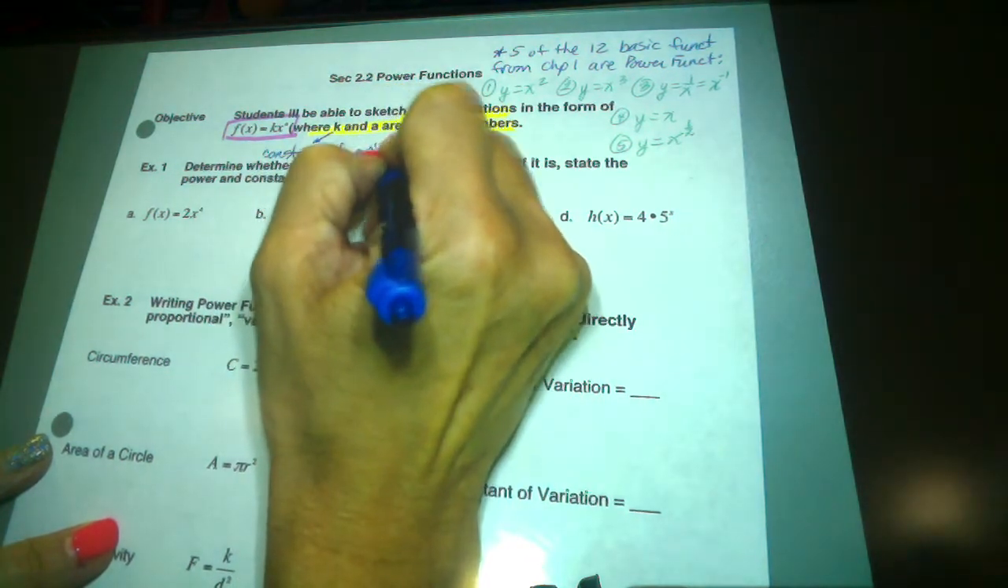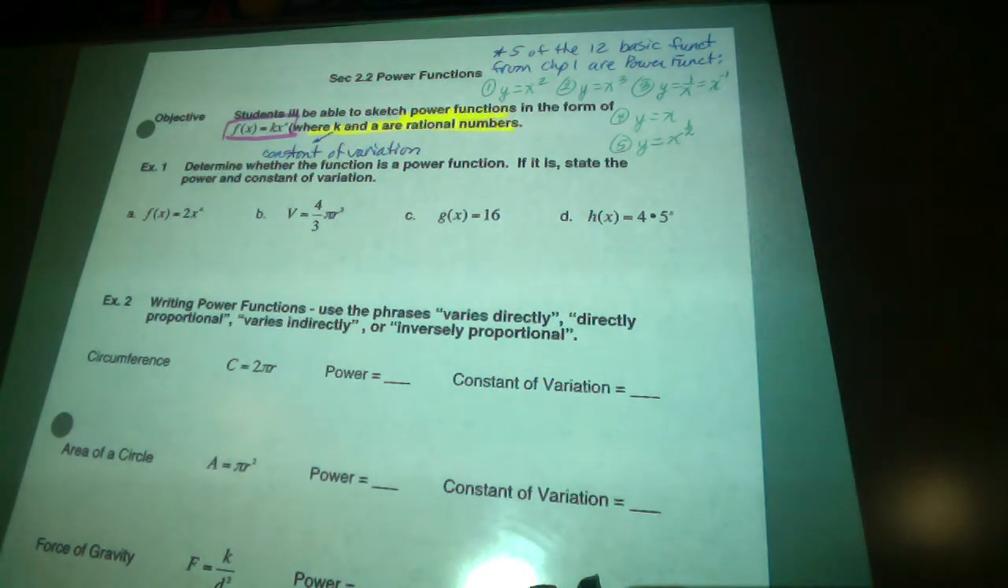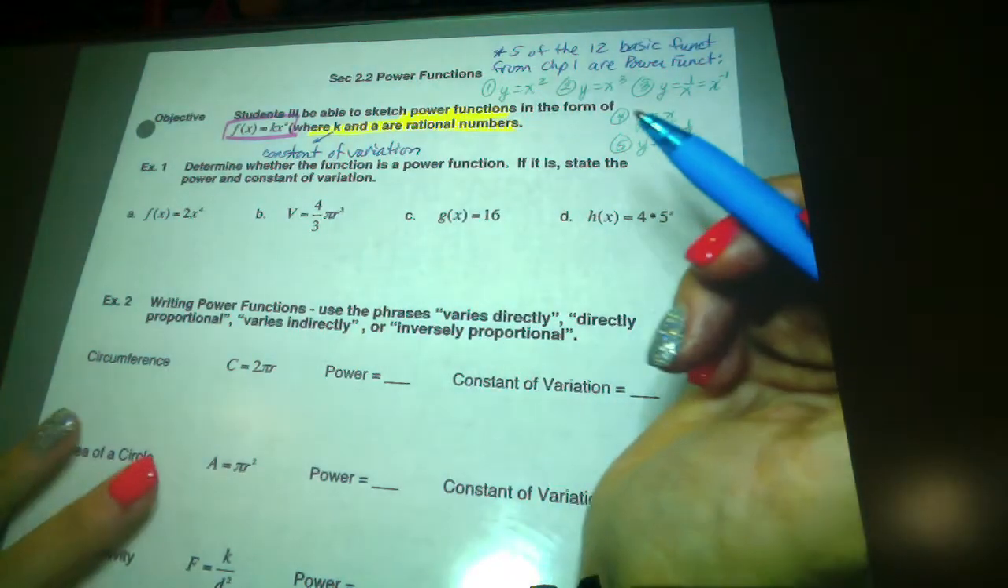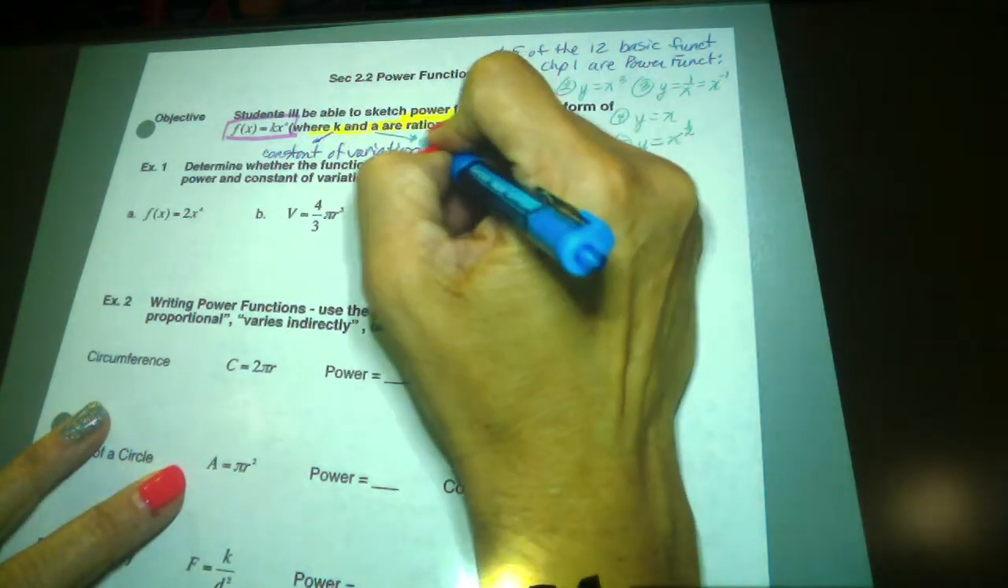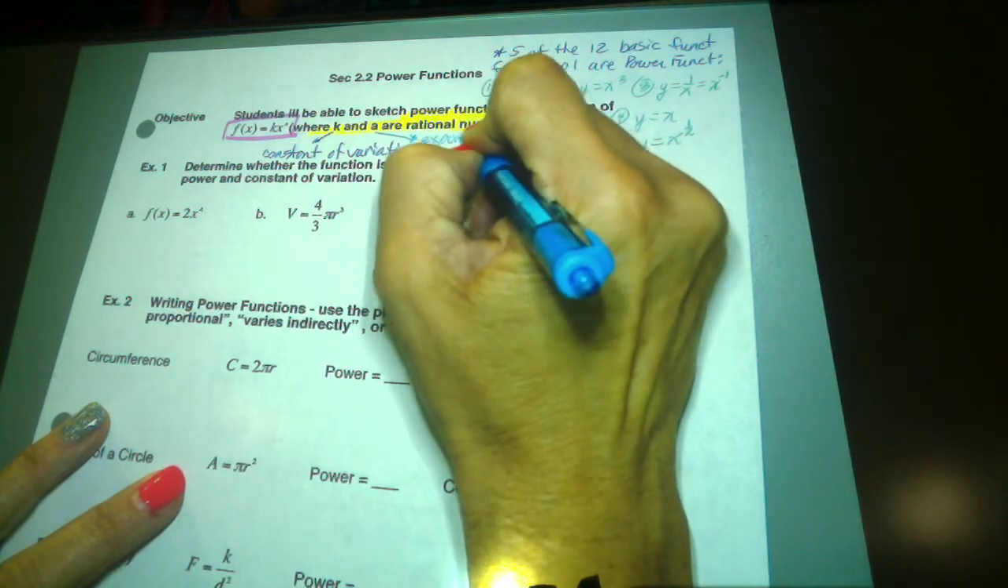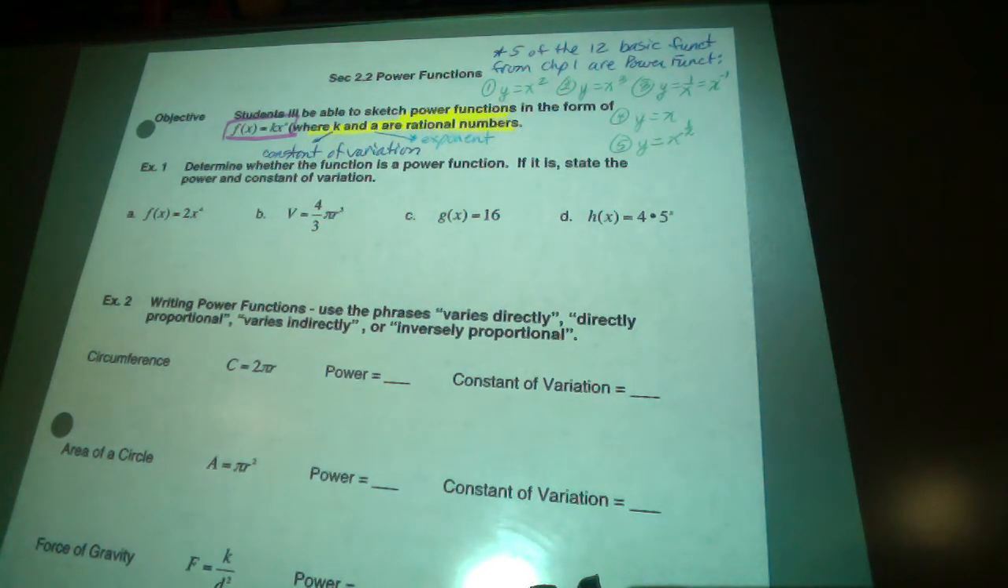And you had constants of variation way back in Algebra 1-2 when you were doing direct variation and some of you inverse variation. I don't recall if you did it in 3-4, to be honest. So we might be reaching back 3 years, we have to remember that. A is your exponent. It's what we determine the power of the function for.